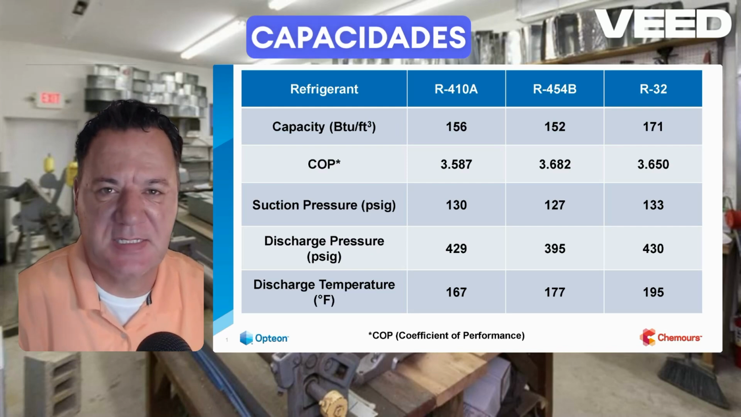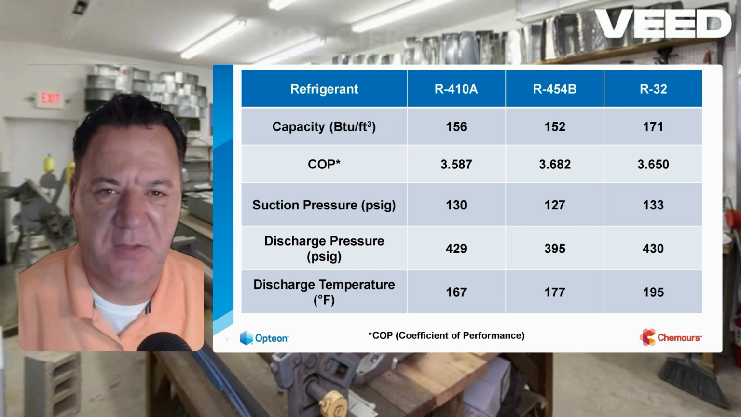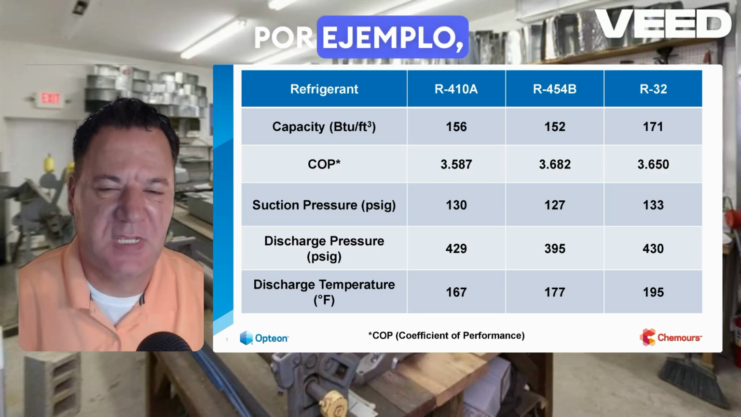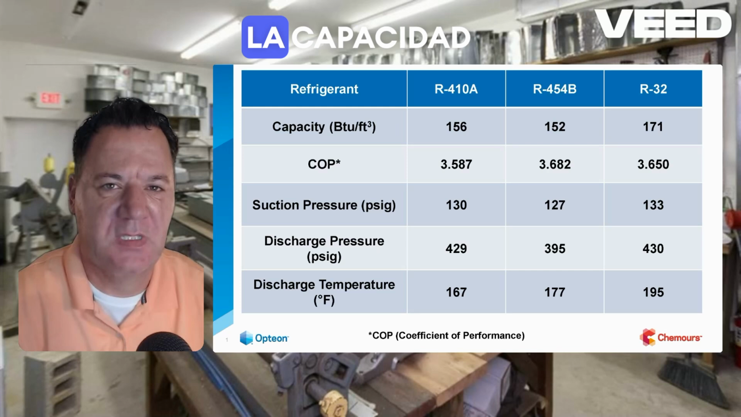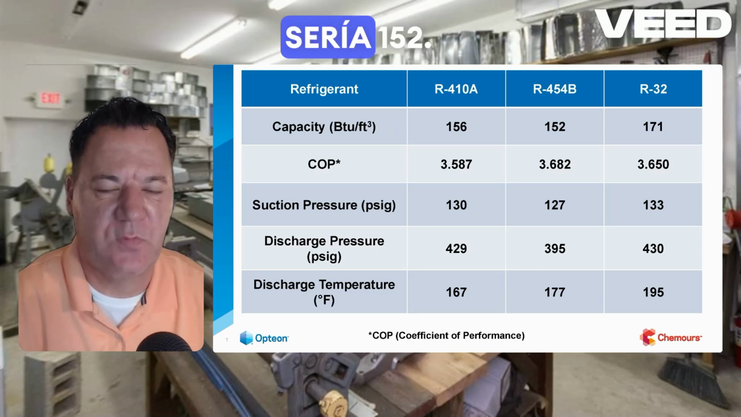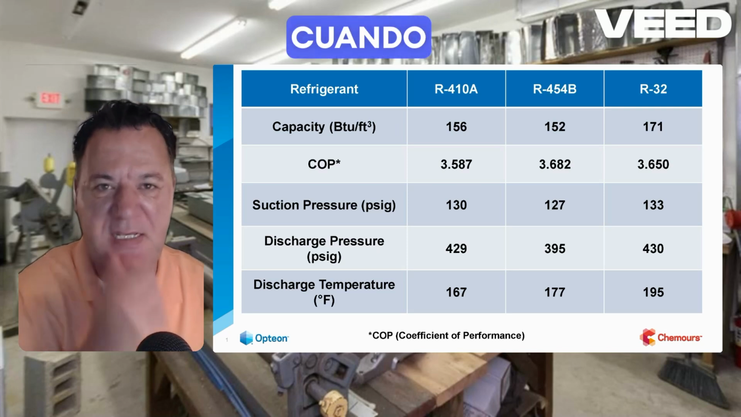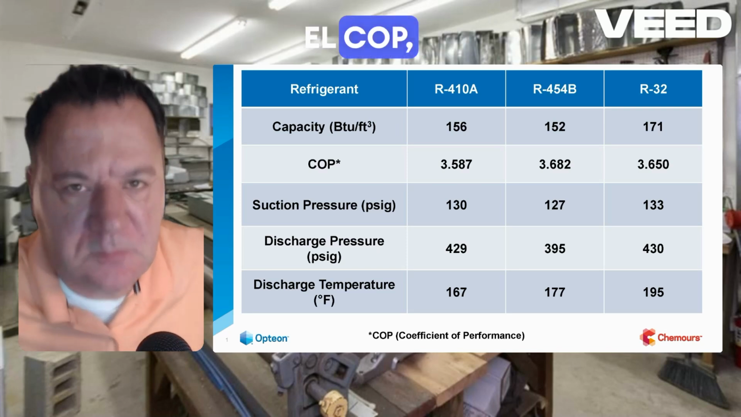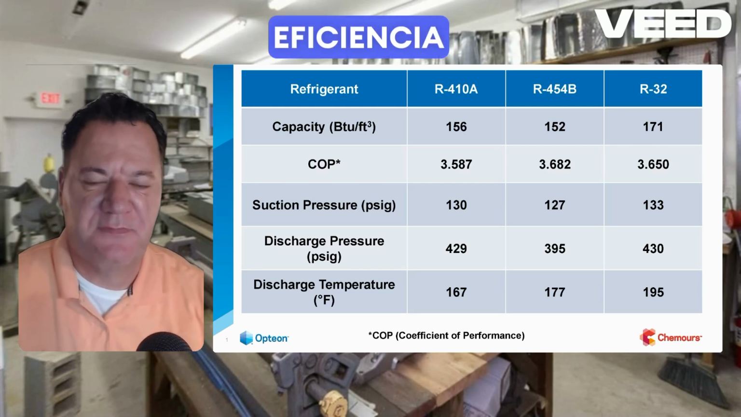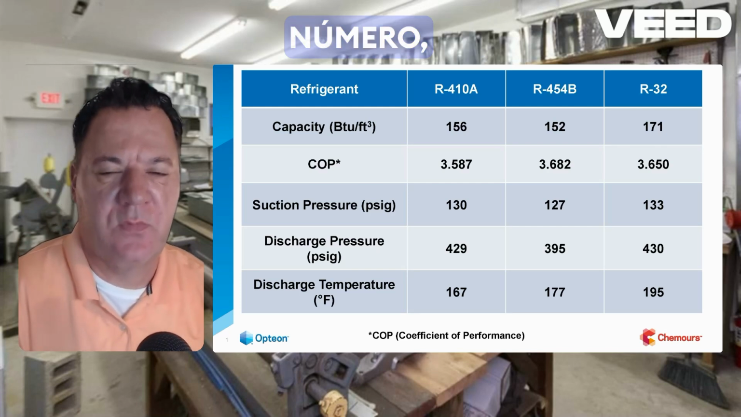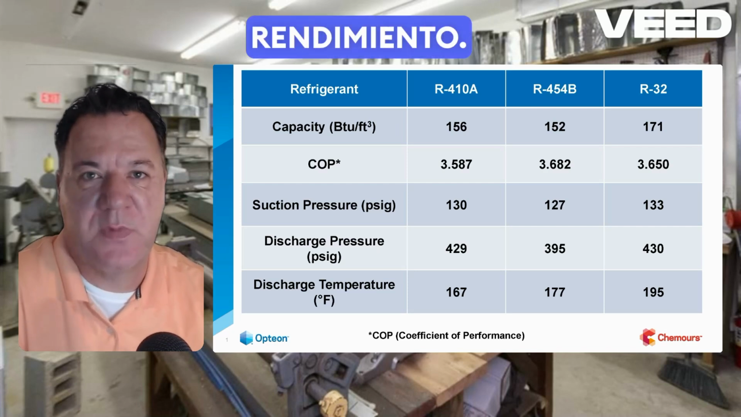Look at the capacities here on the BTUs, 410A, and this is in the same application, by the way. If 410A, for example, was running at 156, the capacity for 454B would be 152, R32 would be approximately 171. Now, when we get into the COP, this takes into consideration not only the capacity, but the efficiency of the system. The higher the number, the more efficient it is, okay? The COP is simply the coefficient of performance, all right?